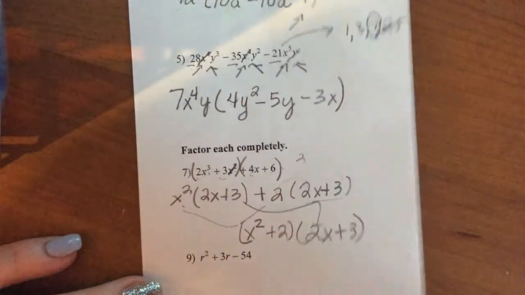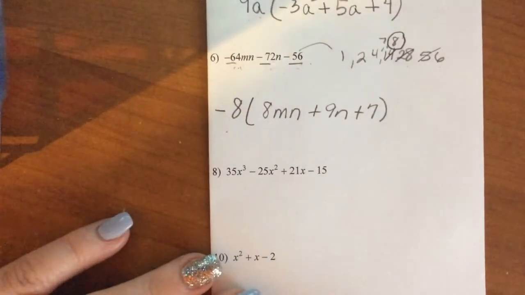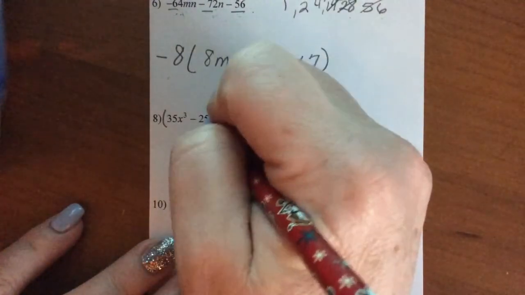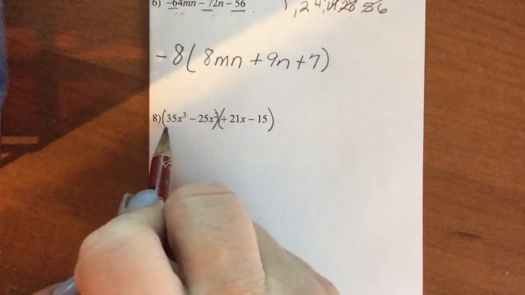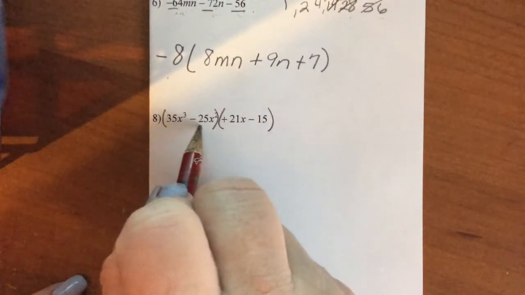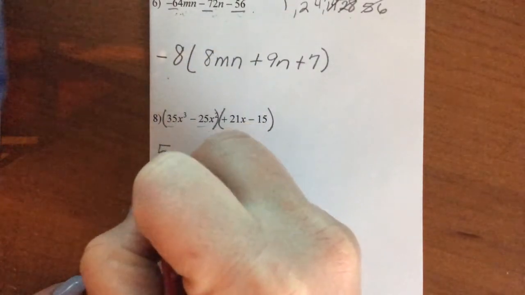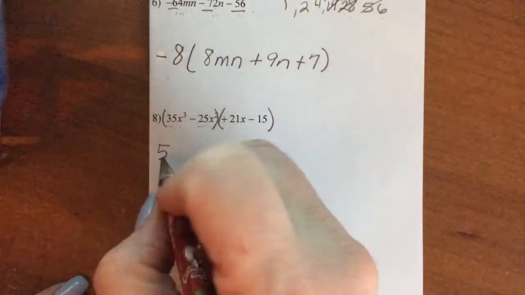Okay, let's take a look at one more like that. Okay, so for number 8, still doing the same thing. Group the first 2, group the last 2. Okay, so 35x to the 3rd power minus 25. I automatically look and say they both end in 5, so I can take out a 5. X to the 3rd, x squared, so I can pull out 2.